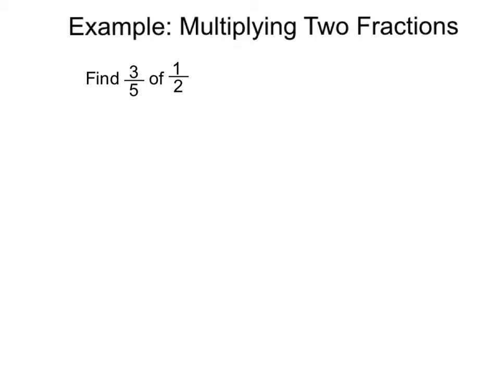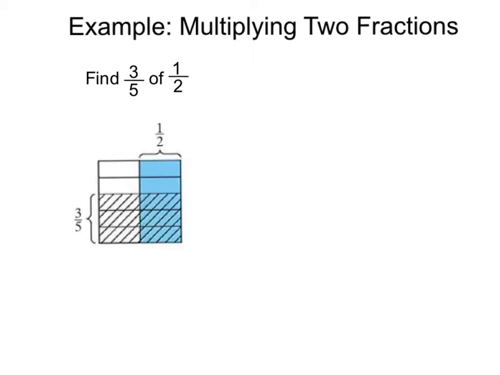Let's look at an example of multiplying two fractions. Say we want to find 3/5 of 1/2. If we look at this problem using an array, like the one shown, you can see where the 3/5 are the shaded lines and the half of the whole is the blue lines.